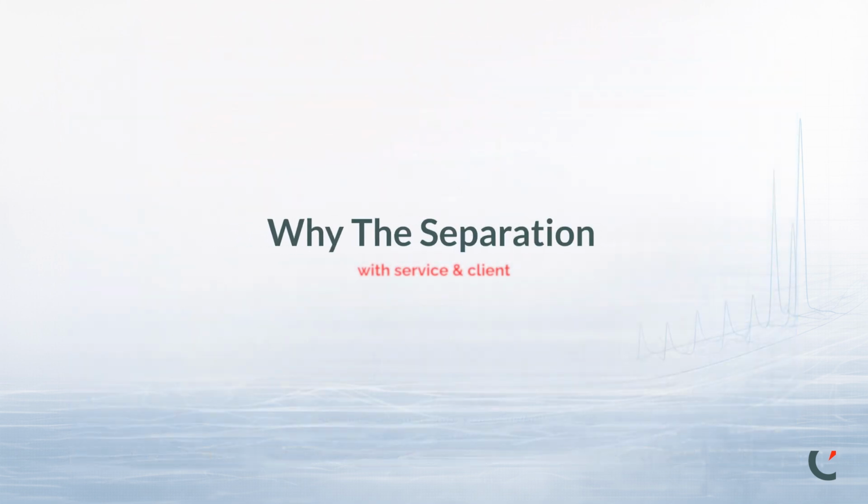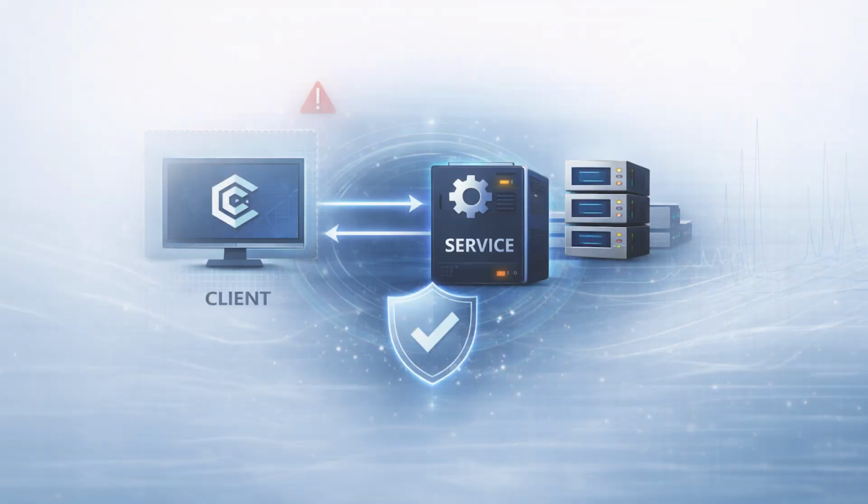Why the separation exists. Chromperfect separates the service from the client to ensure stability and controlled operation. If the user interface is closed or restarted, the service can continue running in the background. This reduces the risk of interrupting an active analysis. It also ensures that instrument communication remains stable, even if the user interface experiences an issue. This architectural separation is fundamental to how Chromperfect operates.